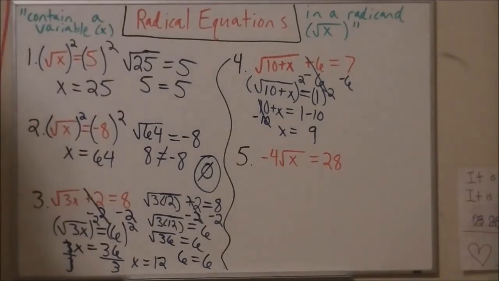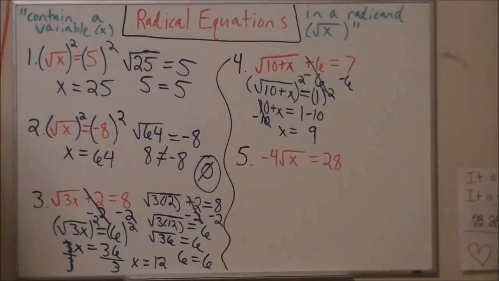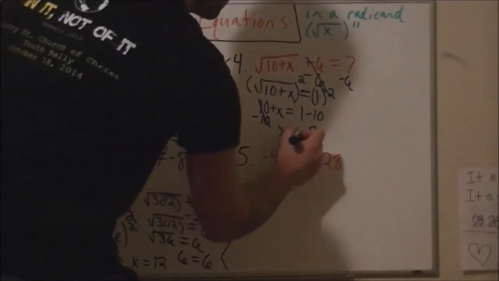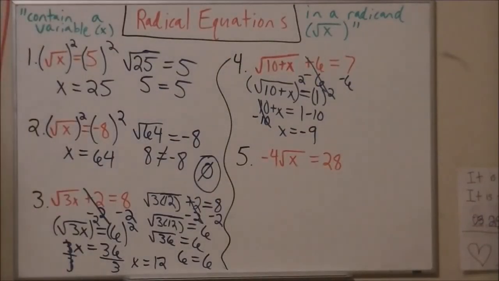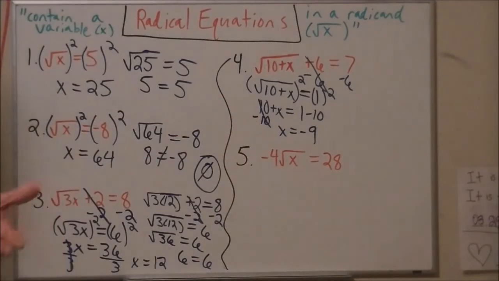10 minus 1 is 9, but the larger number is what kind? Positive or negative? It's a negative, therefore I need to make sure that I slap that negative sign on at the end. So we solved it. X equals negative 9. Now what do you think?